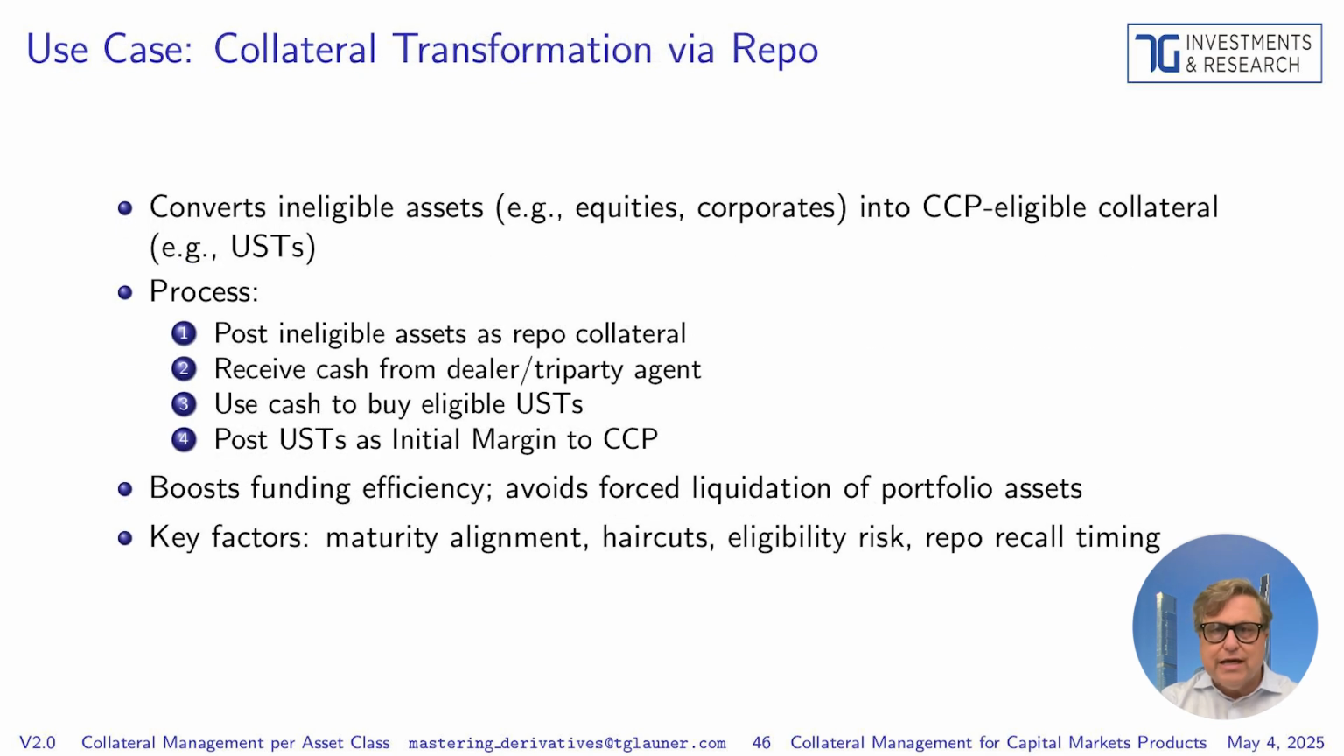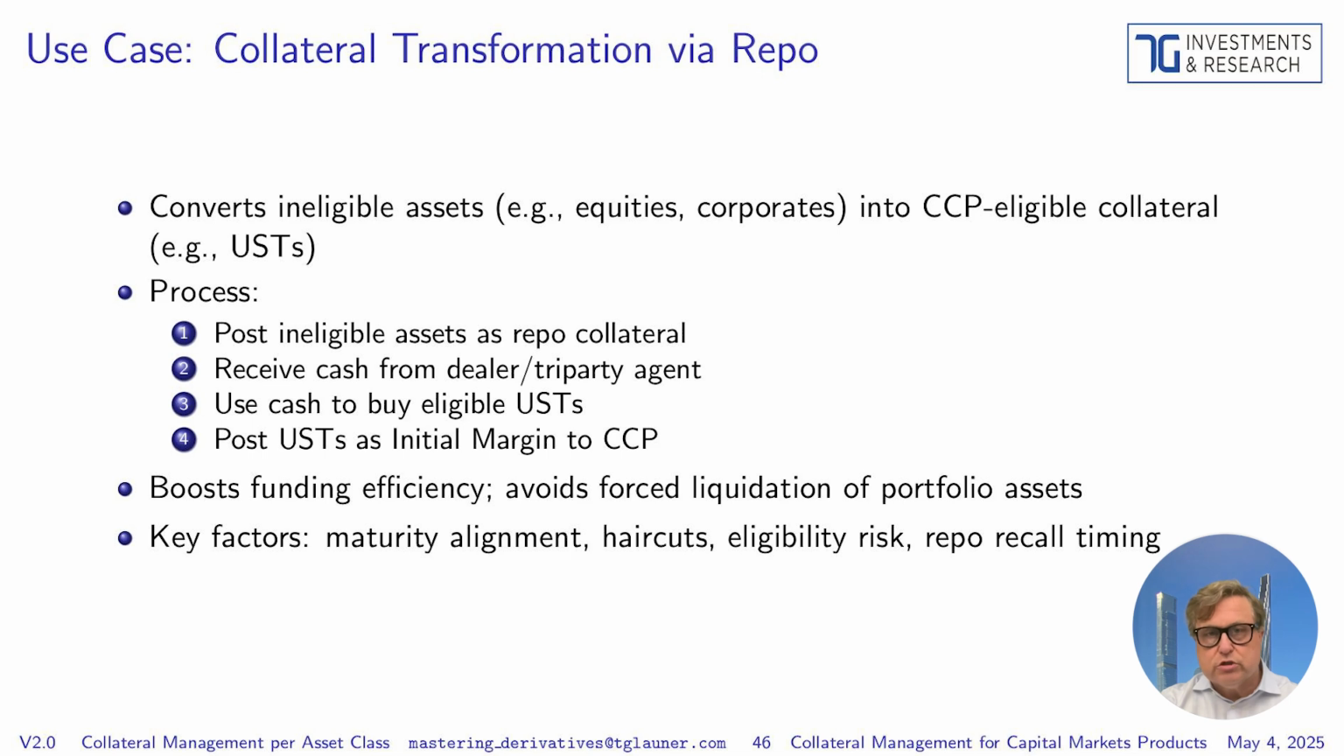Let's look at a nice use case of collateral transformation via repo. It's a trade that converts ineligible assets, such as equities and corporate bonds, into collateral that is eligible for central counterparty clearing, like US Treasuries. The process involves several steps. First, you post the ineligible assets as collateral in a repurchase agreement to borrow cash.